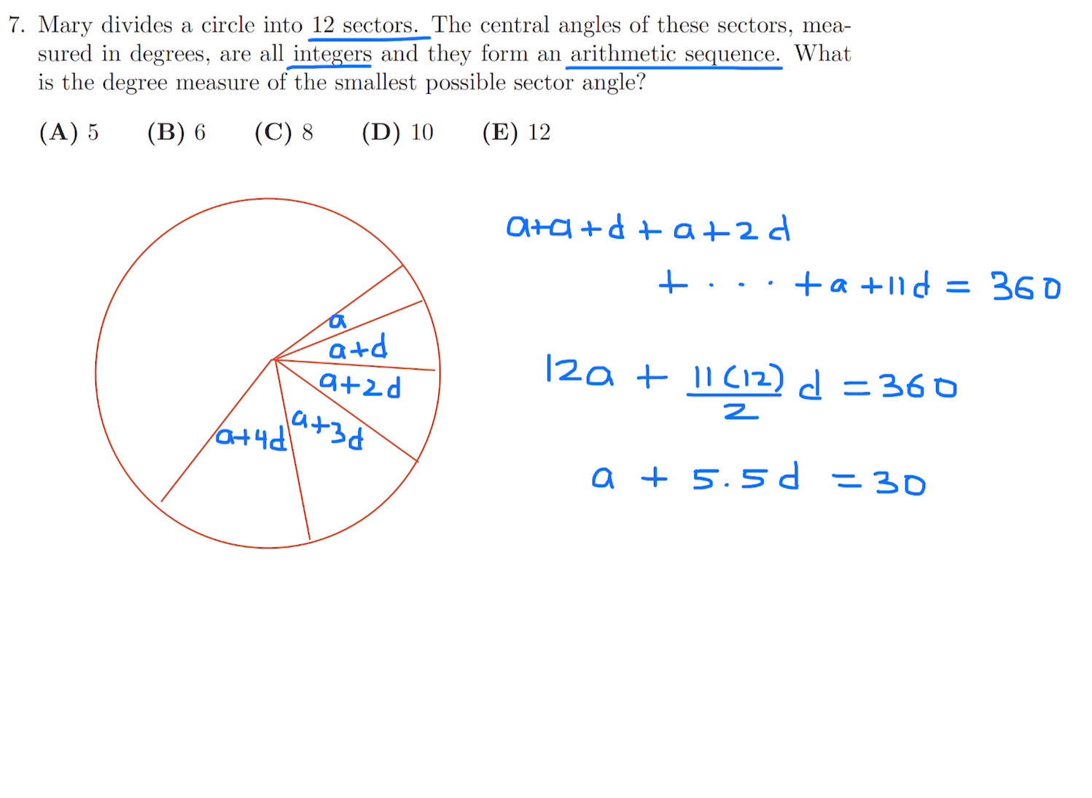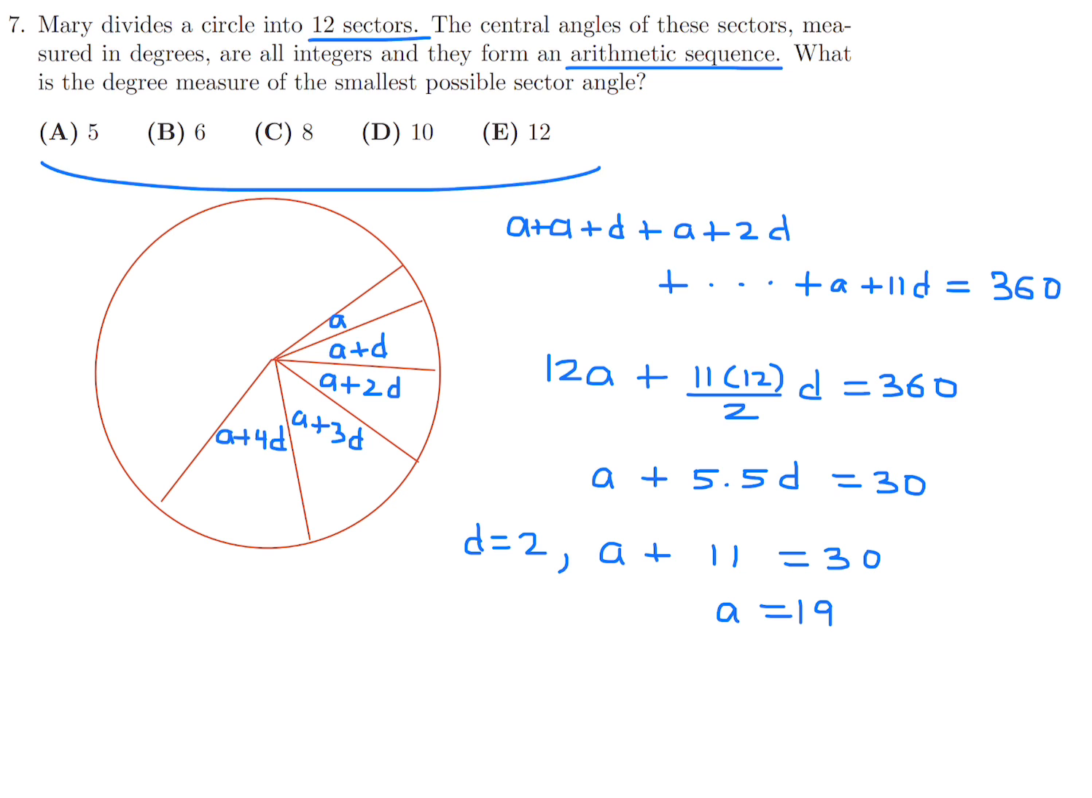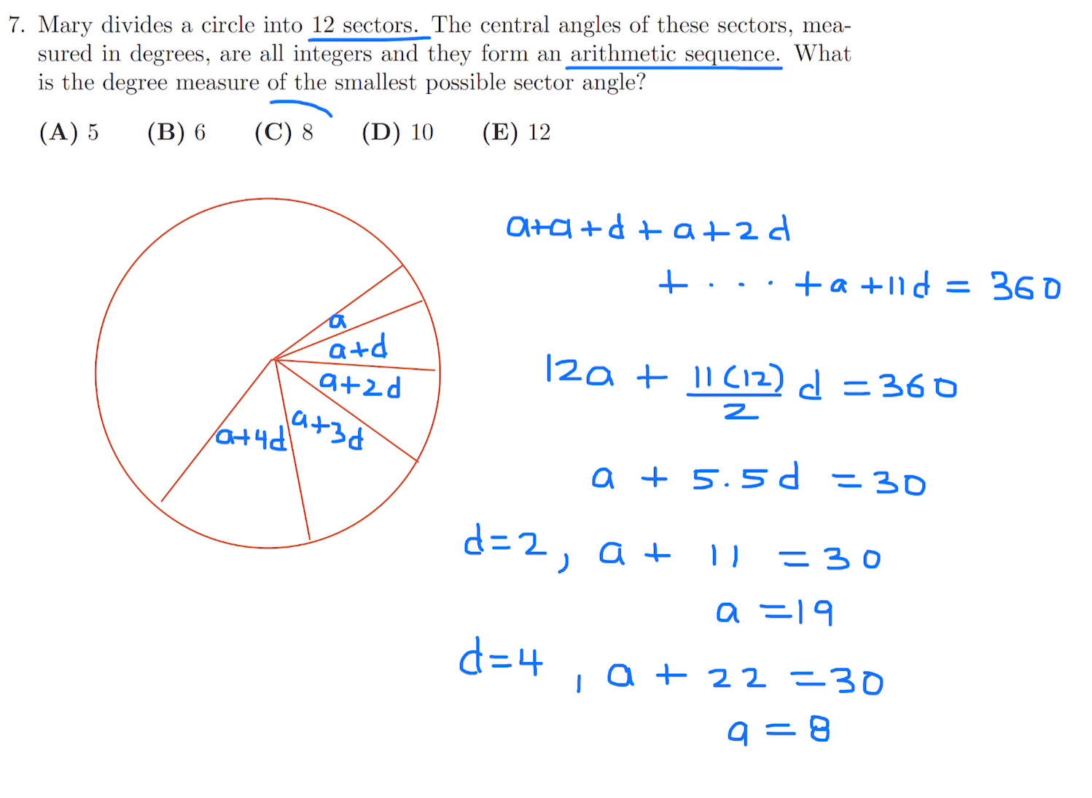Now, keep in mind they have to be integers. So if D is 1, obviously you're not going to get an integer. But what about if D is 2? If D is 2, you get A plus 2 times 5.5, which is 11, is equal to 30. And therefore A would be 19. That is indeed an integer, but interestingly, it's not one of the answer choices. Okay, keep going. If D equals 3, I'm not going to get an integer value for A. But what about D equals 4? That would mean A plus 4 times 5.5, which is 22, is equal to 30, and therefore A is 8. And that is definitely one of the answer choices. So number 7, the answer is C.